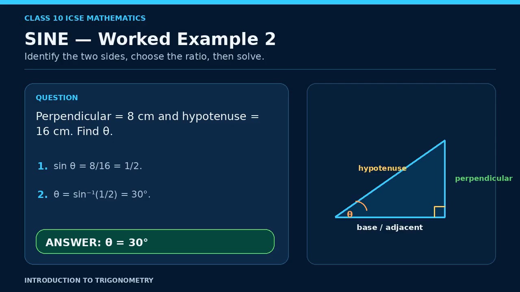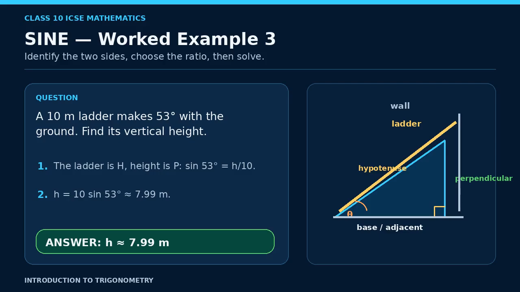Example 2. In a right-angled triangle, the perpendicular is 8 centimeters and the hypotenuse is 16 centimeters. Find theta. Use sine because perpendicular and hypotenuse are given. Sine theta equals 8 divided by 16, which is 1/2. Therefore, theta equals sine inverse of 1/2. From the standard angle table, sine 30 degrees is 1/2. Answer, theta equals 30 degrees. On a calculator, use the inverse sine or sine to the power -1 function, making sure the calculator is in degree mode.